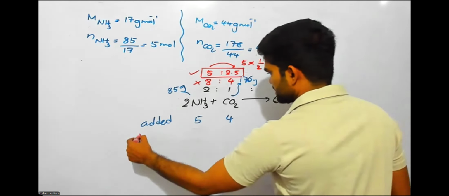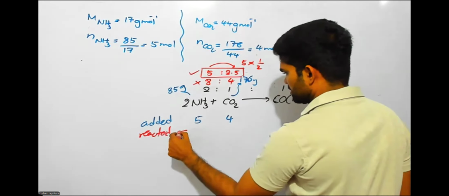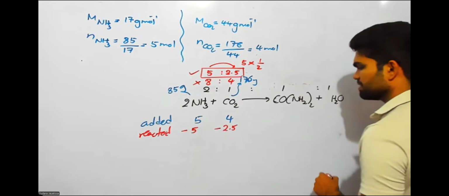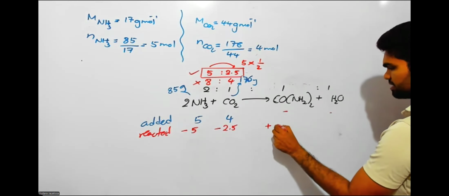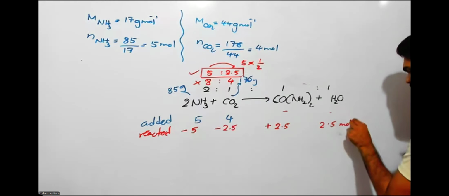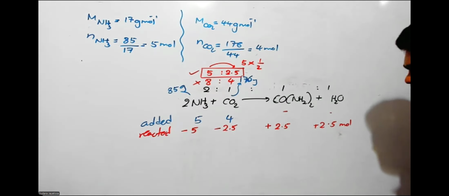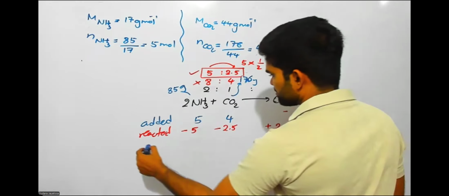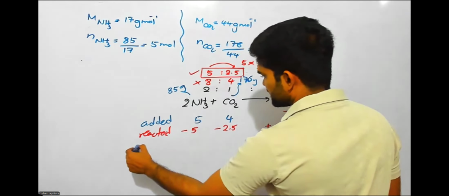Understood? So then the reacted row will be here. All 5 of ammonia is reacting. With that, 2.5 of carbon dioxide will react, and 2.5 moles of urea will be formed. That is enough for our question, but anyway, we will complete it. That reacted, the last row is remaining: here 1.5 is remaining, 2.5 is formed, and 2.5 of water is also formed. So this is the value we need.